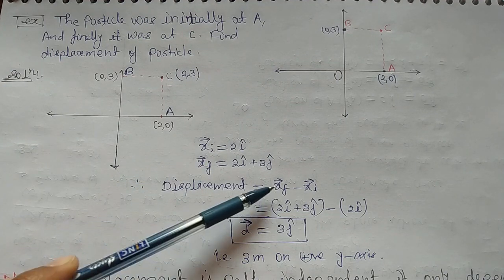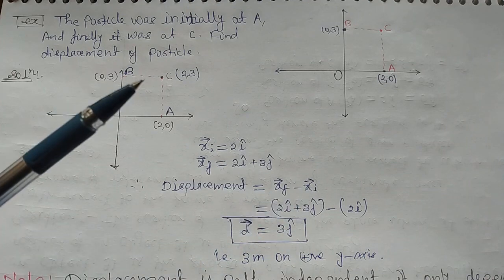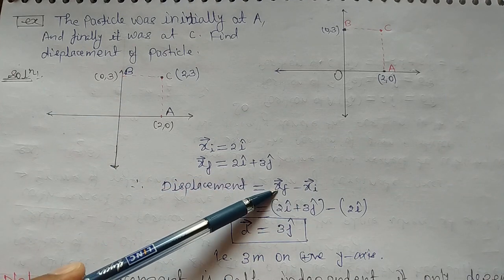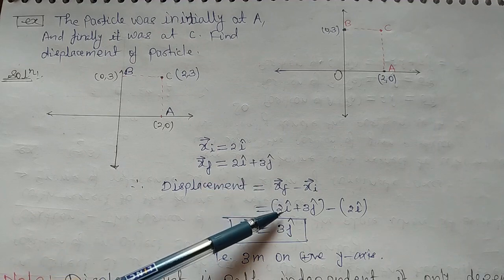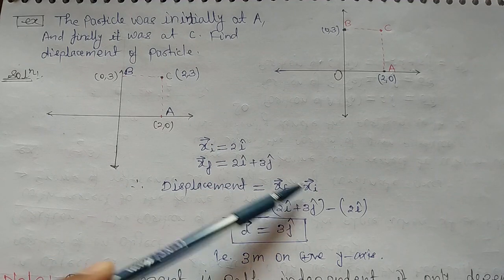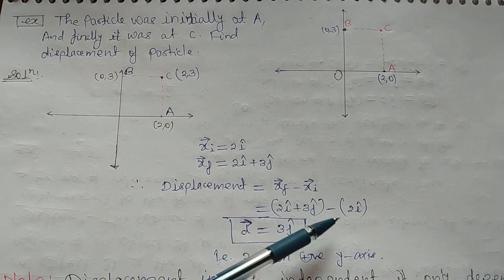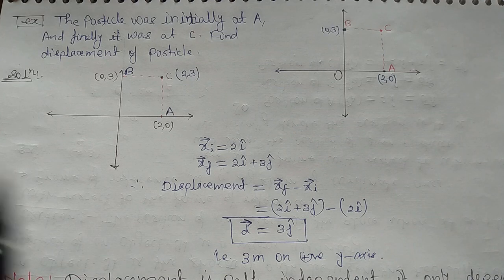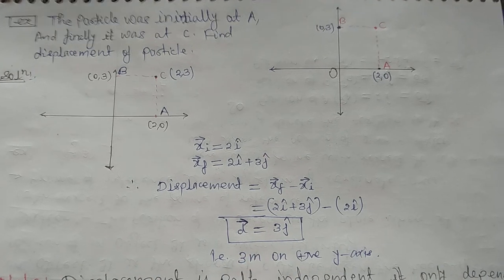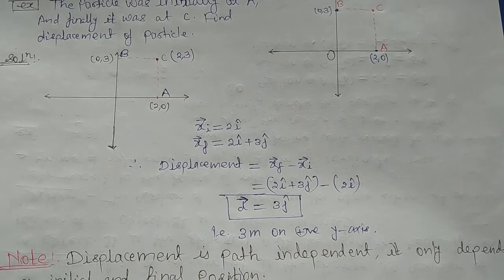The displacement is final position minus initial position, that means change in position. The x final is 2i cap plus 3j cap, and the x initial is 2i cap. Now 2i cap plus 3j cap minus 2i cap, the 2i cap cancels out. So the displacement is equal to 3j cap. That means the particle moves a displacement of 3 meters on the positive y-axis.